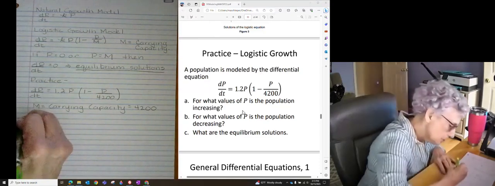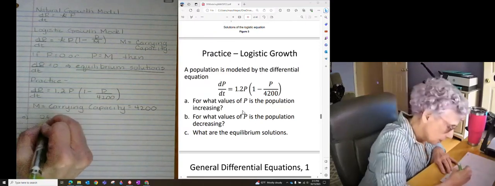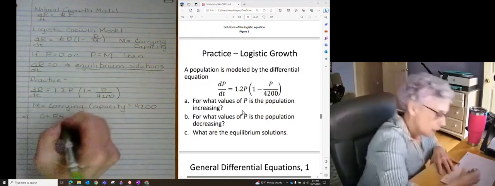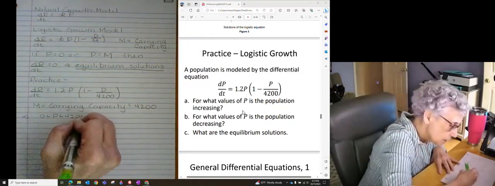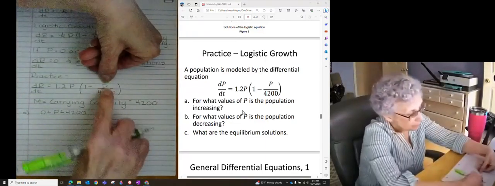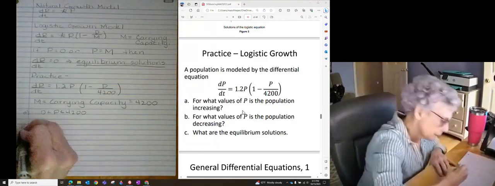Well, as soon as population gets bigger than 0, it's increasing. And it's going to keep increasing until it gets to 4,200. At 4,200, you would have 4,200 over 4,200, and it would stop growing.